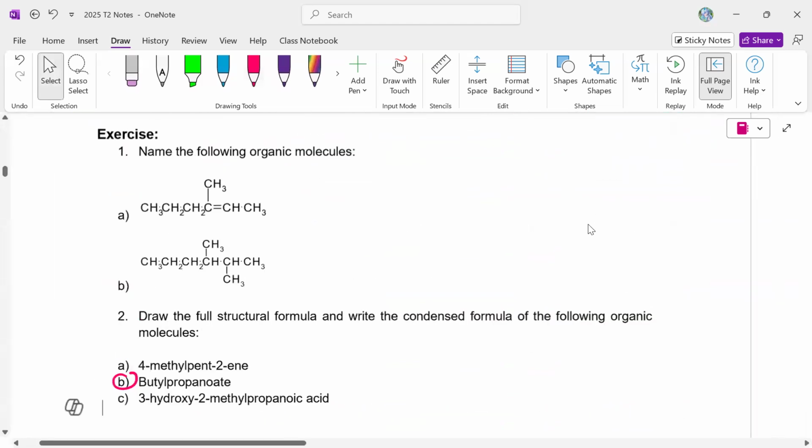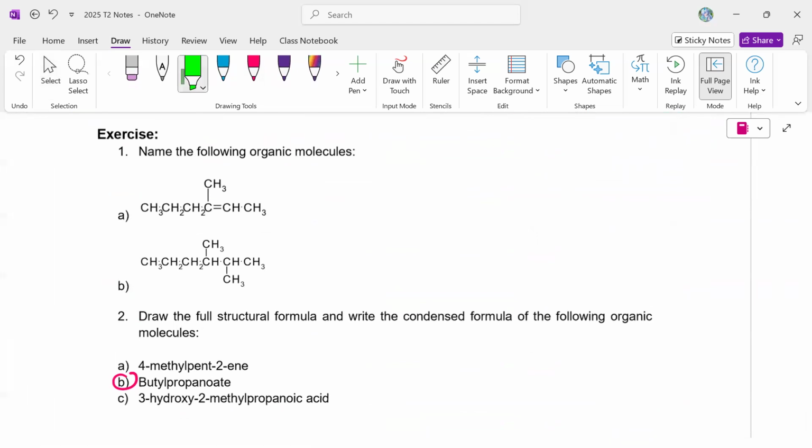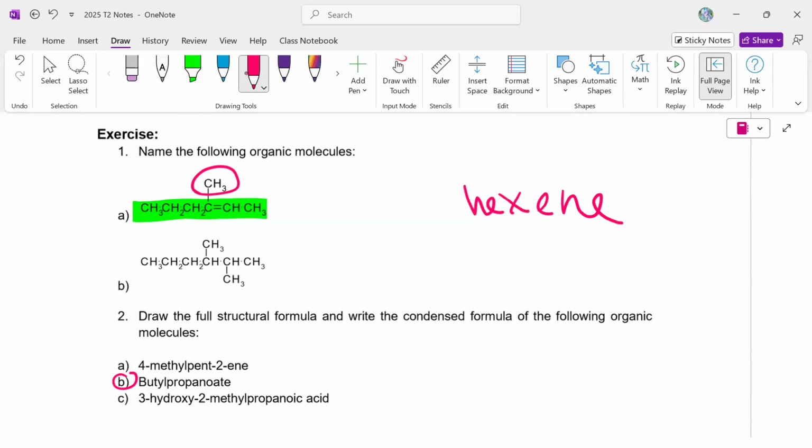Okay, so name the organic compound: longest continuous carbon chain. I have the functional group, the double bond, and that's my suffix, and the substituent. 1, 2, 3, 4, 5, 6. So it's a hexene, right? But I need to tell people where the double bond is. So 1, 2, smallest number to the double bond, 3, 4, 5, 6. So it's hex-2-ene. Then at number 3, there is a methyl group. 3-methylhex-2-ene.